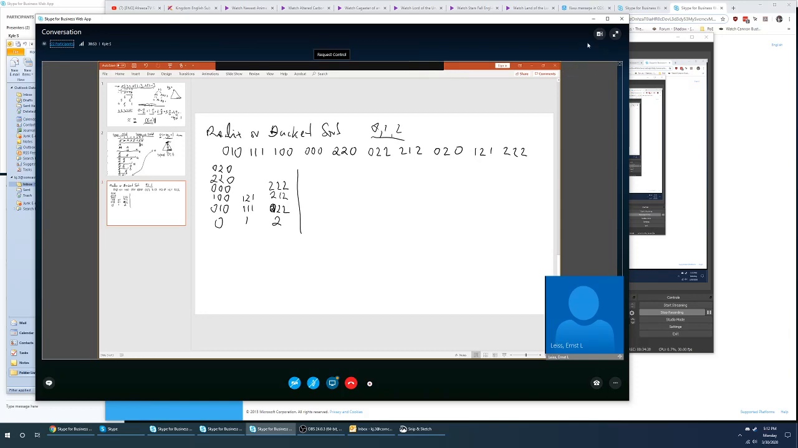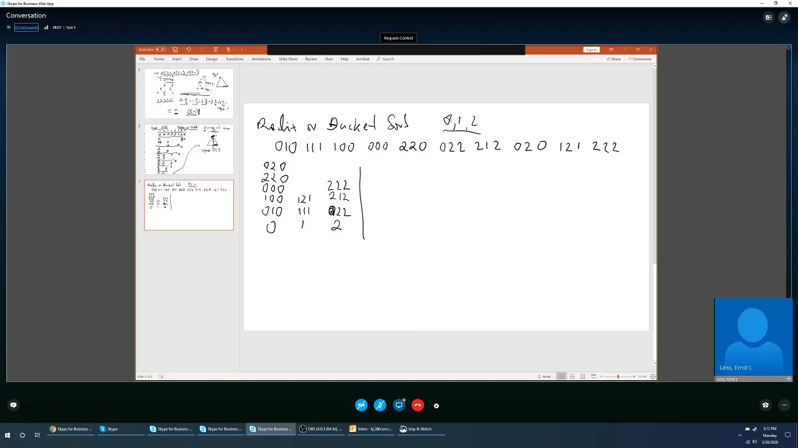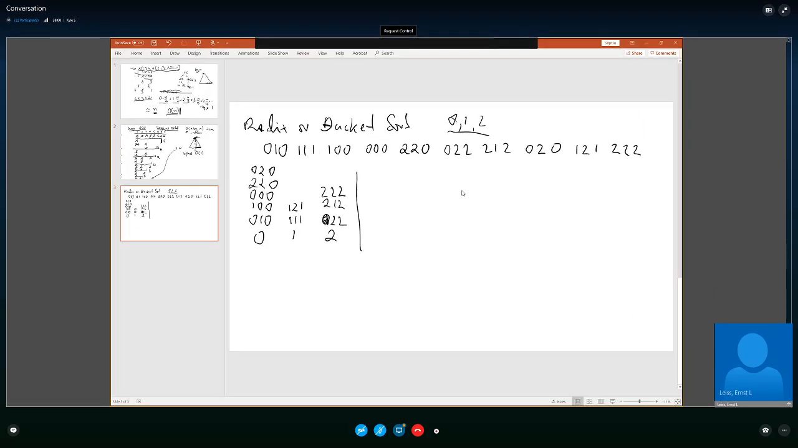Getting ahead of myself. But let's verify. This goes in 0, this goes in 1, this goes in 0, this goes in 0, this goes in 0, this goes in 2, this goes in 2, this goes in 0, this goes in 1, and this goes in 2. So this is all correct. And now we repeat the exercise, except now we're looking at the middle digit.